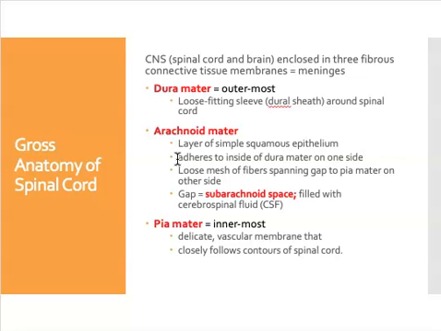So the inner side of the arachnoid mater, where we find this loose meshwork of fibers, is going to then come into contact with the innermost connective tissue layer, which is called the pia mater. The pia mater is actually very delicate. This is the layer that comes in contact with the cord, and it very closely follows the contours of the cord. It's thin, it's delicate, and it's very vascular.